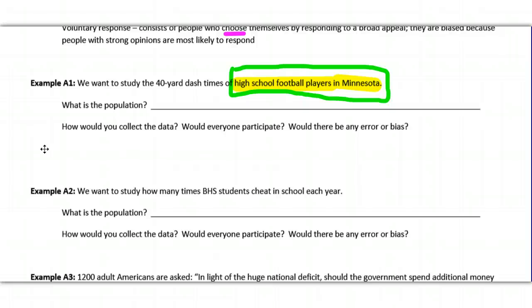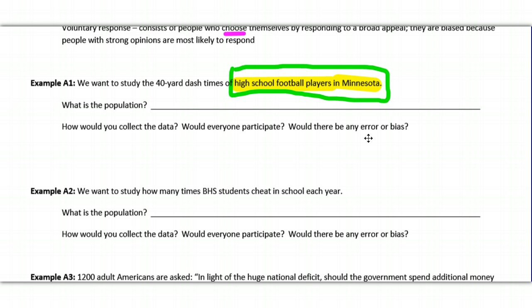times, maybe you want to set up some sort of spreadsheet online where different coaches can report their team's 40-yard dash times. Or maybe you don't trust the coaches because you think that there would be some bias. You think the coaches might lie about their students' 40-yard dash times. So maybe you send people out from some state organization to different corners of the state to collect a small sample, only a few people from each team. And if they did that, well, then maybe everyone wouldn't participate. But there might be less error or less bias.